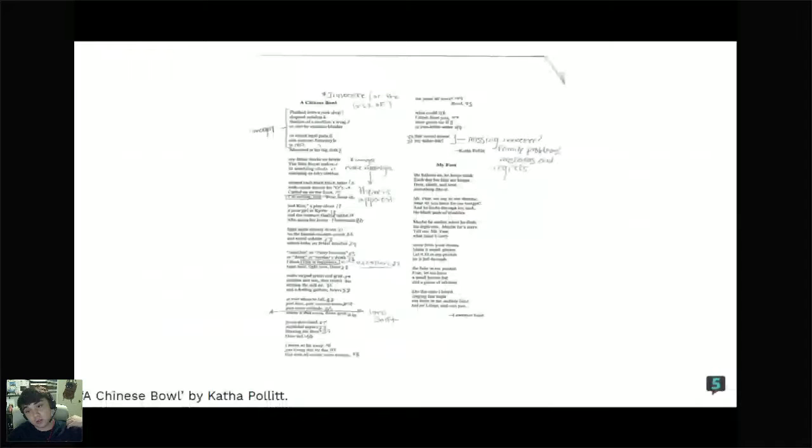So this is actually a student response to a poem called "A Chinese Bull" by Katha Pollitt. In AP Lang you will not be analyzing poems, but this is just an example of what it looks like. In the first two stanzas, you have the student annotating for imagery, and above the title, you can even see them trying to point out what the overall theme of the poem is: innocence, or the loss of it, or it leaving.